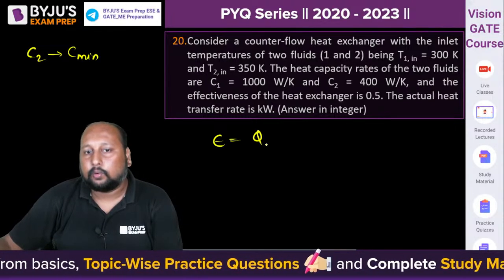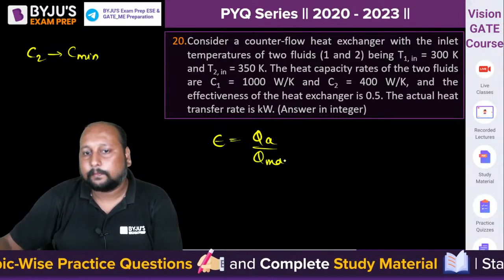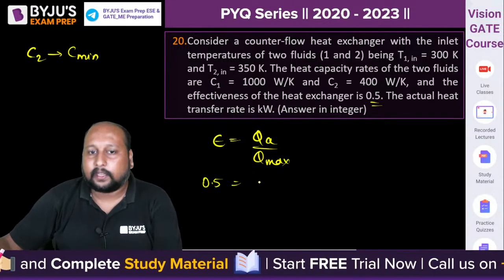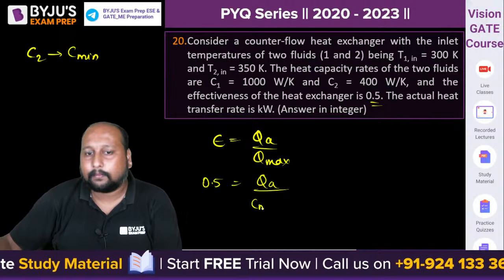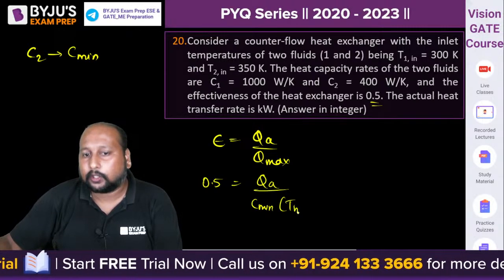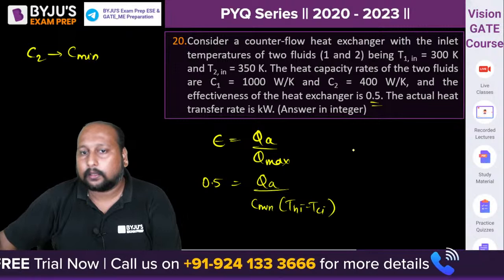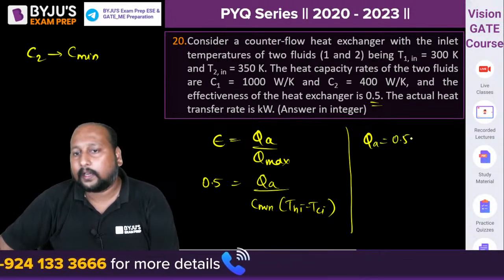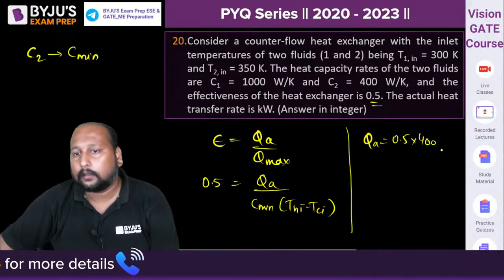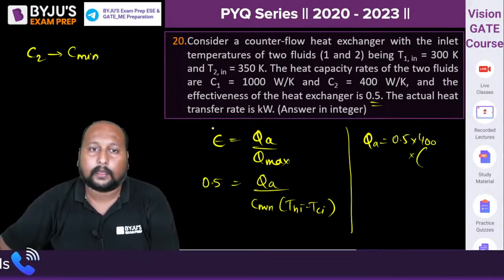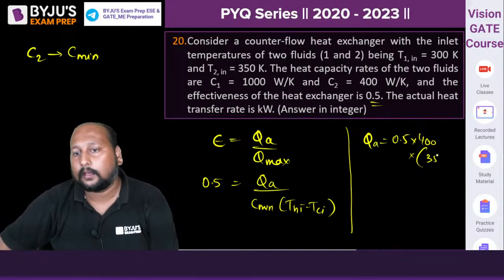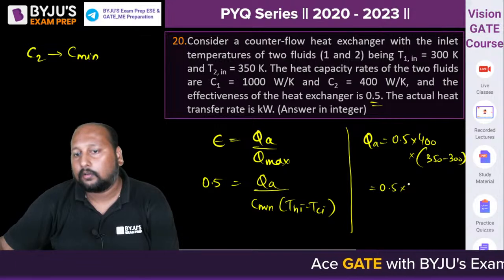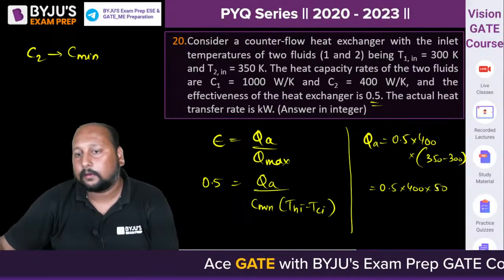So we can say effectiveness is equal to Q actual by Q maximum, right? So this is 0.5, it is given in the question. Q actual we need to calculate. What is Q maximum? That is C minimum into Thi minus Tci, right? Fine. So what is the value? Q actual is 0.5 into 400 into, this is 350 minus 300. Let's see, this is equal to 0.5 into 400 into 50.